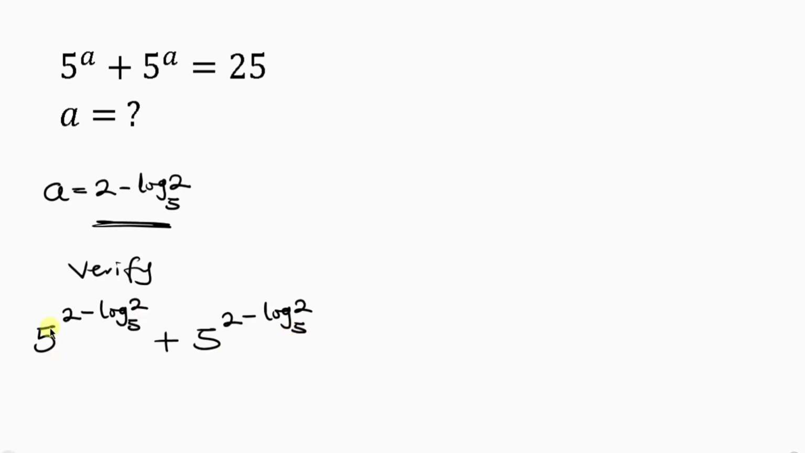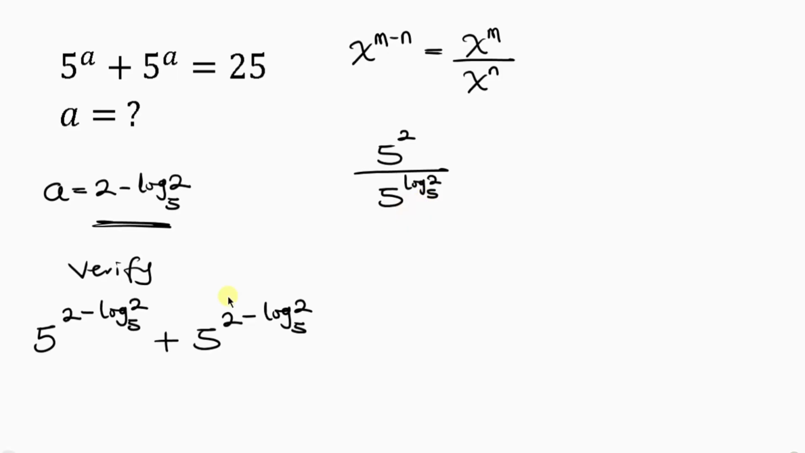So this expression just has the law of indices that says when I have x to the power of m minus n, this can be written as x to the power of m divided by x to the power of n. Now let's write this the same way. So this will be 5 to the power of 2 divided by 5 to the power of log 2 base 5, plus, now we're going to be writing this the same way. This will be 5 to the power of 2 divided by 5 to the power of log 2 base 5.